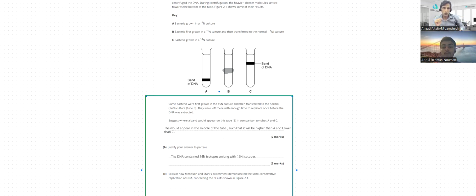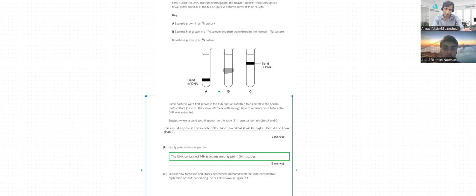points. So tube B contains bacteria that were first grown in N15 medium, right? Yeah. And then you allowed them to replicate once in N14 medium. You have just shifted the bacteria from N15 to N14.